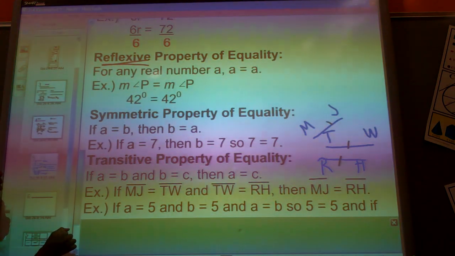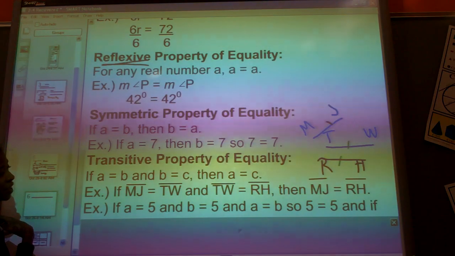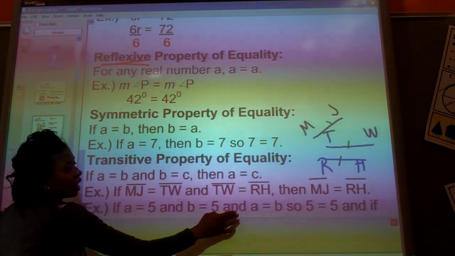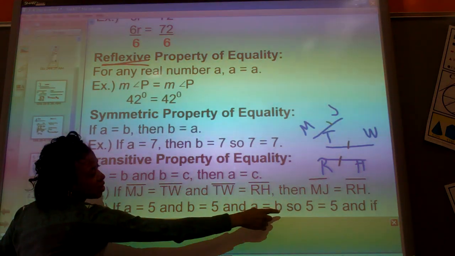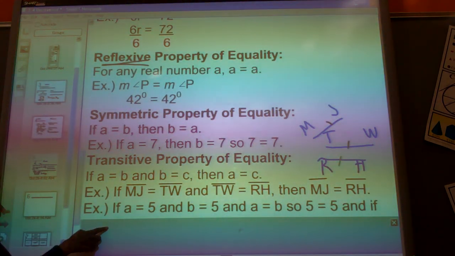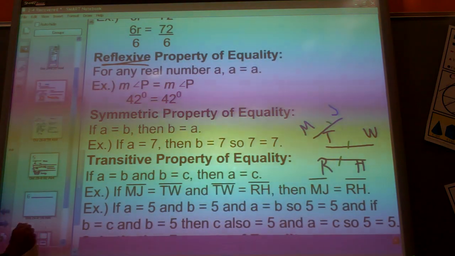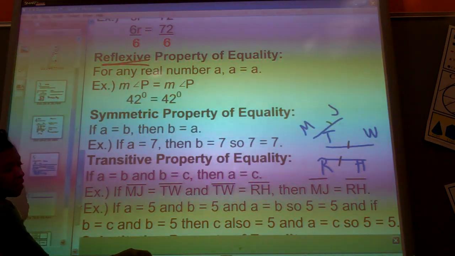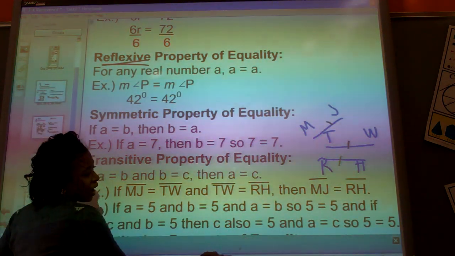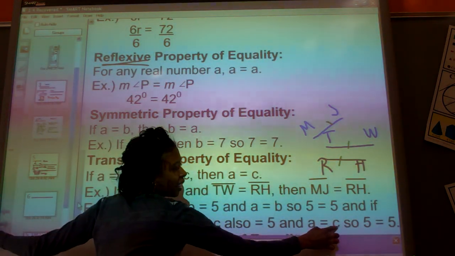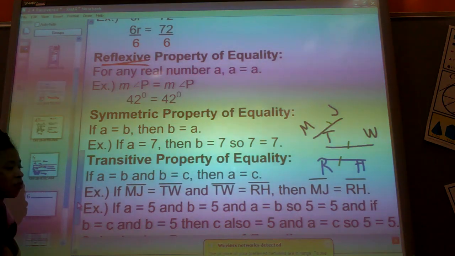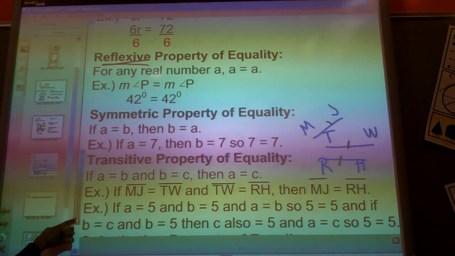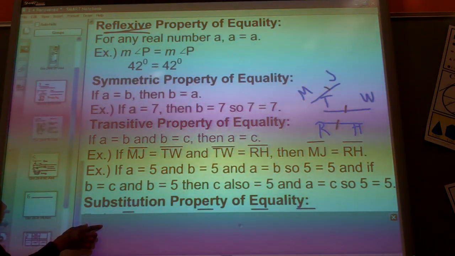Okay? All right, example, if A is equal to 5 and B is equal to 5, and A is equal to B, so that means 5 equals 5. And if B is equal to C, and B is still equal to 5, then C is also 5, meaning A and C are 5 equals 5, or congruent to one another. Make sure you take a second and get that copied.